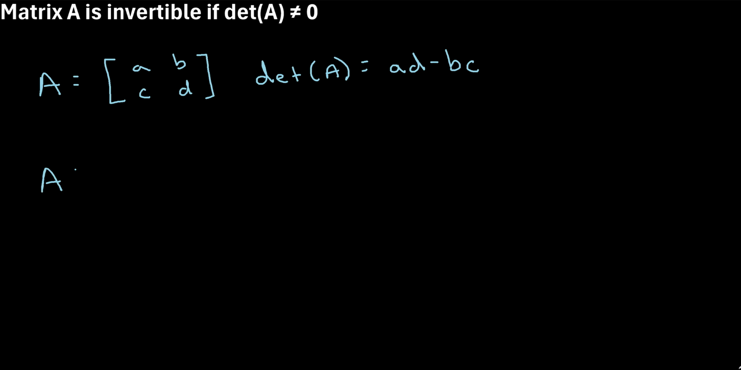Let's say we have matrix A with the following values: 4, 5, 0, and -1. How can we determine if this matrix is invertible? Well, we need to calculate the determinant.